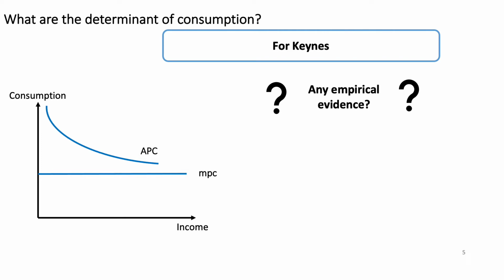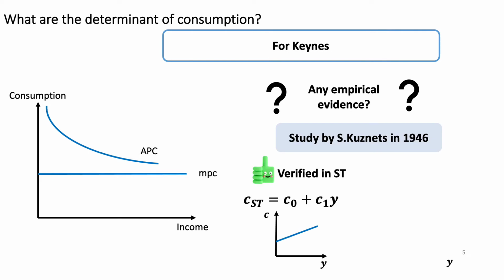The Keynesian consumption function was contested by several economists through a series of empirical studies on consumption, including a study published by Simon Kuznets in 1946. These studies confirmed that in the short term, the Keynesian consumption function was verified. As income increases, the APC decreases.